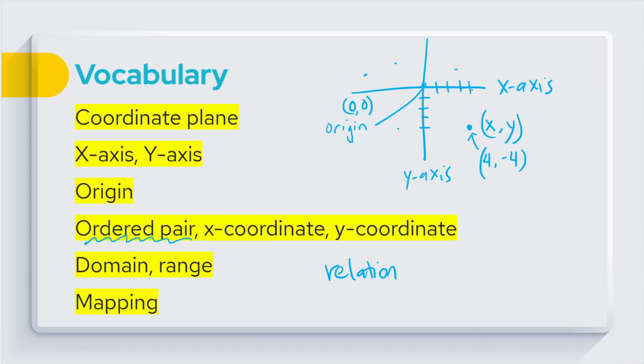And the last one here is the mapping. Mapping is an illustration of how the domain is paired with a member of the range. And we'll look at that on the next slide here.